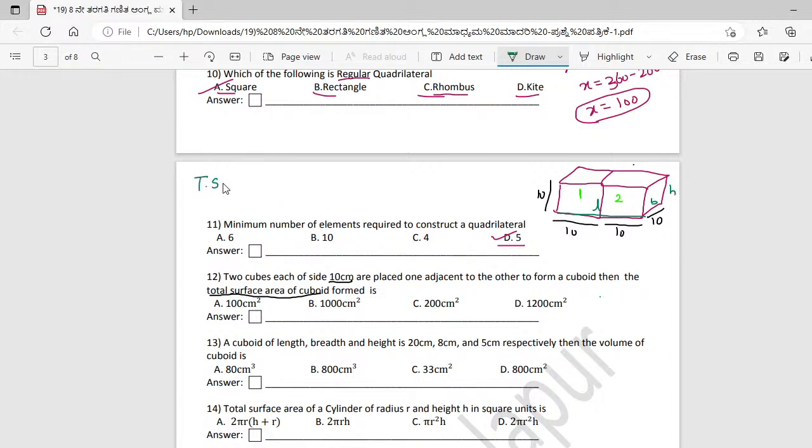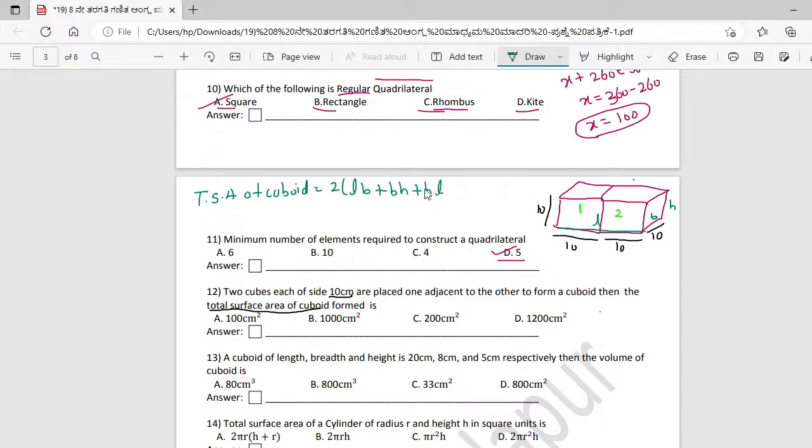Total surface area of cuboid. I hope everybody knows the formula. The formula is 2 of length into breadth plus breadth into height plus height into length. That is the formula. 2 of length is how much?